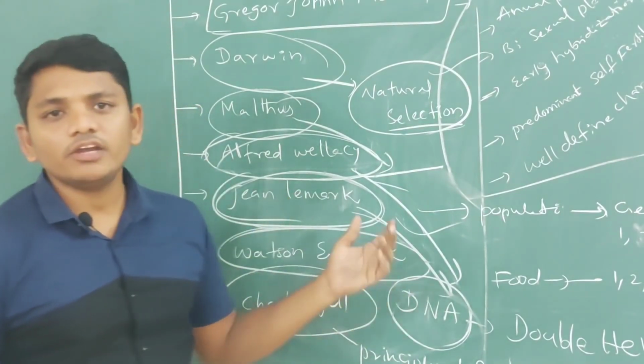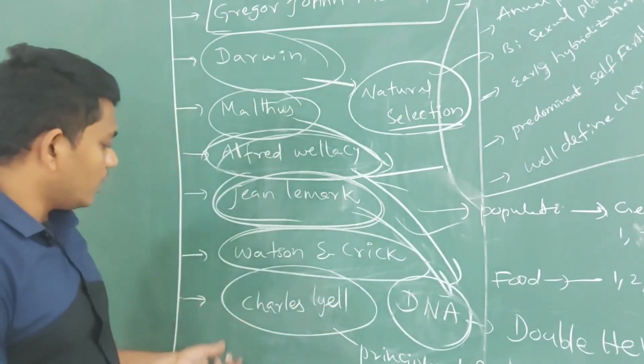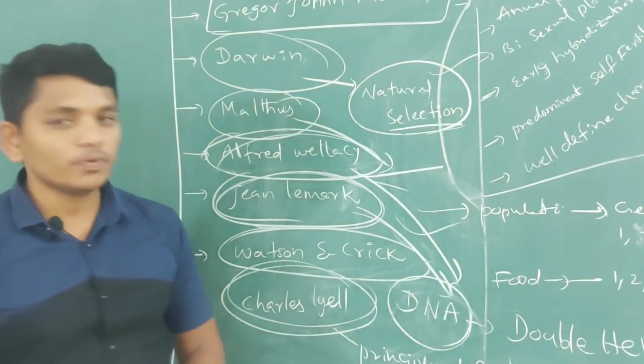And Watson and Crick, they identified the structure of the DNA. DNA is a part of a gene. Okay. And Charles Lyell, he wrote a book, Principles of Geology.